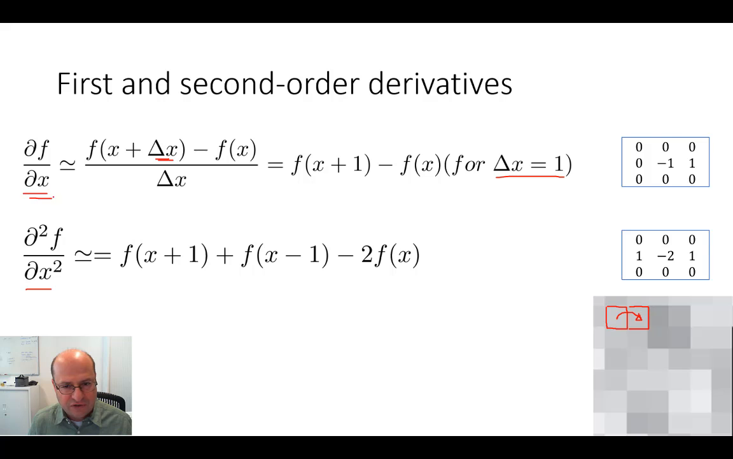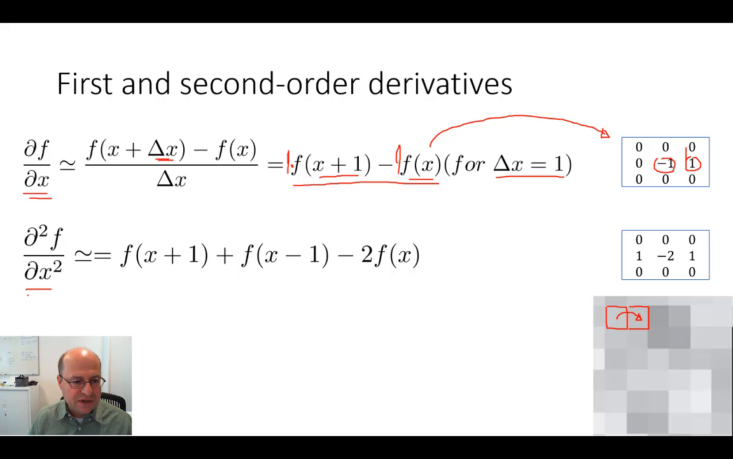So the first derivative becomes this very simple subtraction that is transformed into a kernel by this very nice matrix. You see this is 1 times the next pixel, pixel x plus 1, that's the positive 1 here, minus 1 times the pixel before that. And that's it. You have your first order derivative kernel.